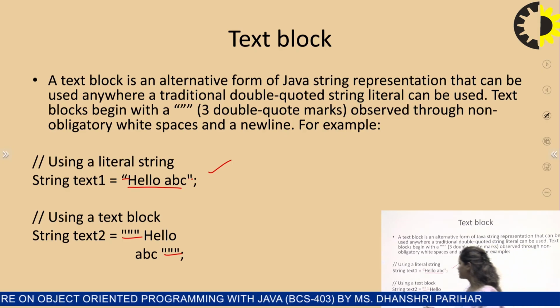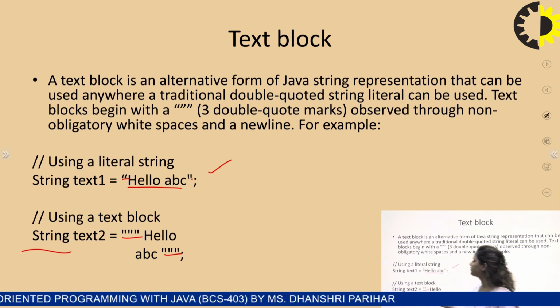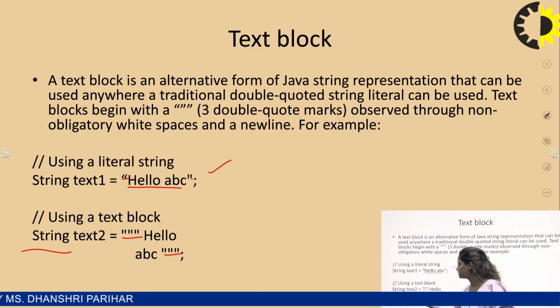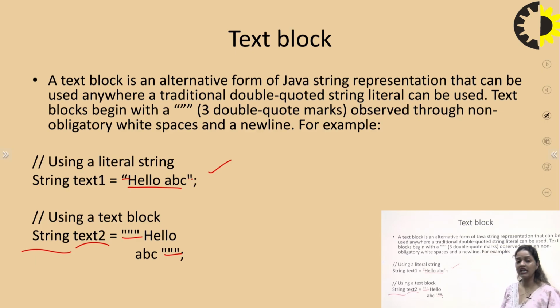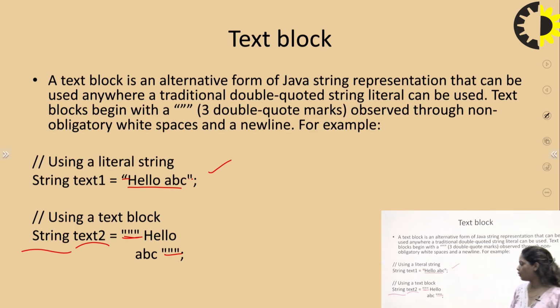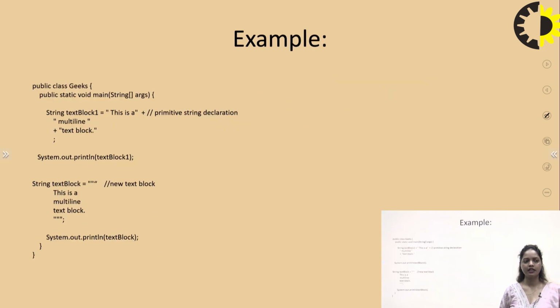It is a kind of string only, but the way of representation is different from the primitive string statement, or we can say a string variable. So here text2 is a string variable, but of what type? Text. How can we come to know about this? Because we are starting this statement with 3 starting quotes and ending with 3 ending quotes, and we are writing hello ABC in multiple lines. So multiple lines of string will be supported by using this text block. Let us have a look at an example for this text block.